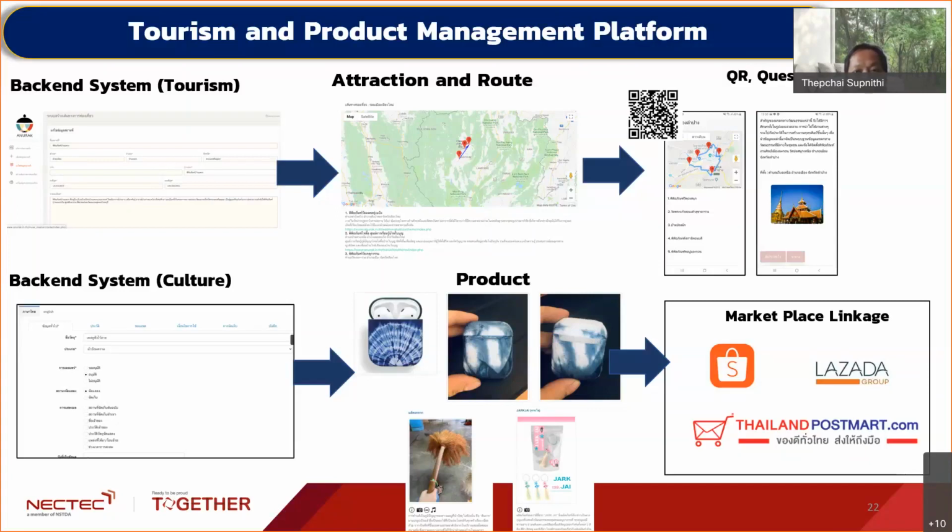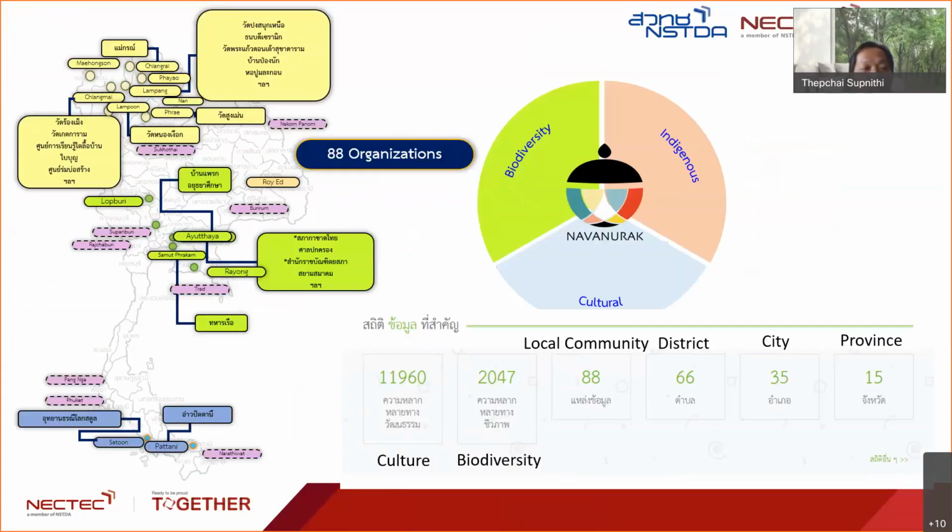We also have a part for products, because a lot of local communities have their own products that are very nice. We put these in our collection data and also link them to the marketplace in Thailand. And this is a summary of our community now.